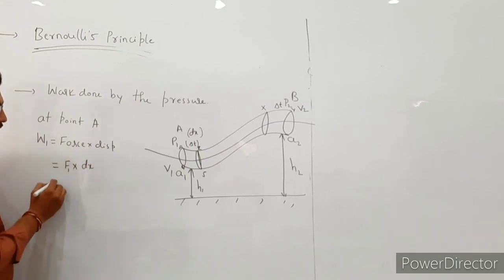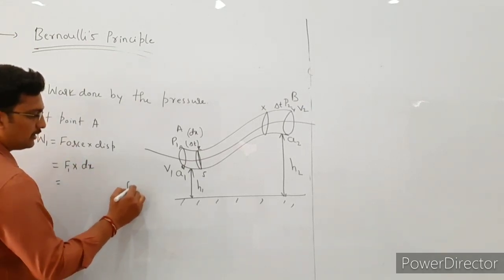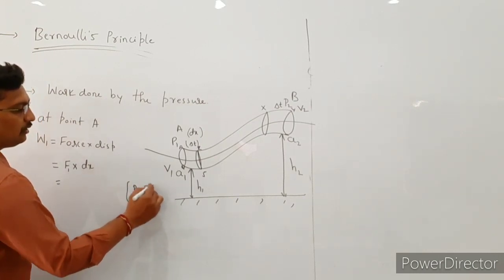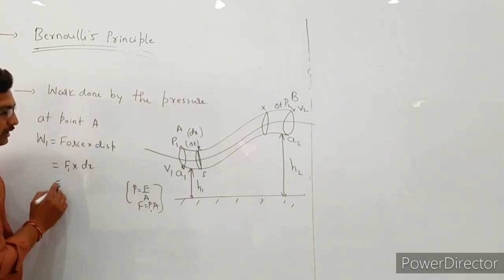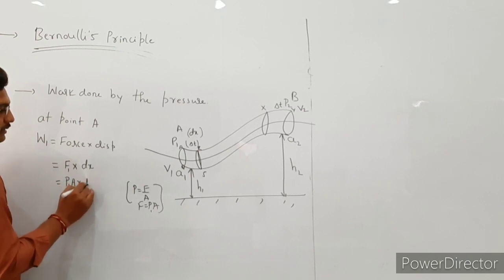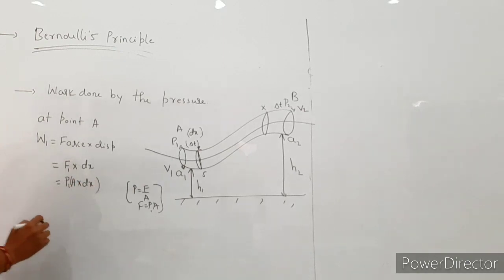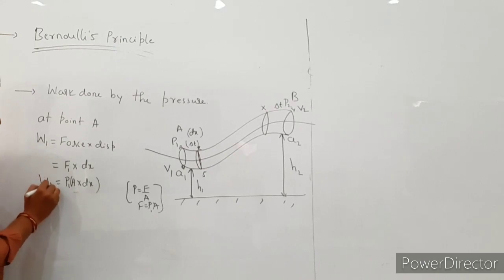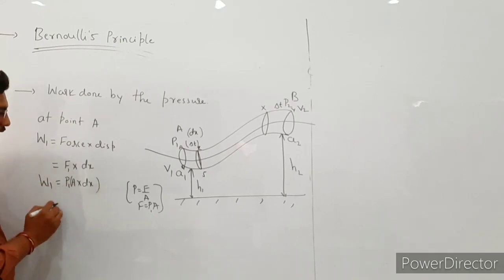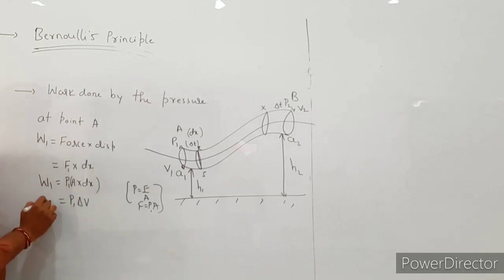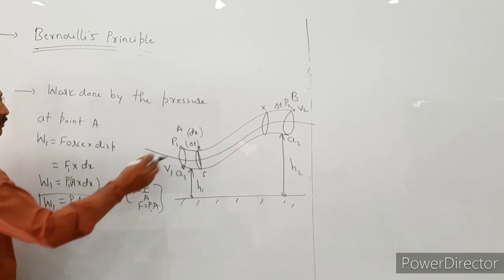From the definition of pressure, pressure is equal to force per unit area, so force is equal to pressure into area. Then F1 is equal to pressure P1 into area into the small displacement dx. The area into the small displacement dx is considered as the volume. Then W1 is equal to P1 A into del x, so this is P1 into del V, right? So this is the work done by the pressure at point A.